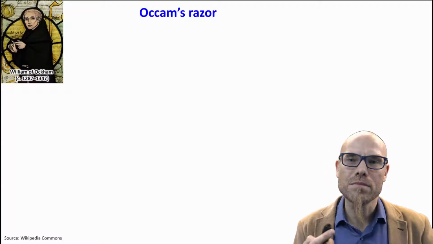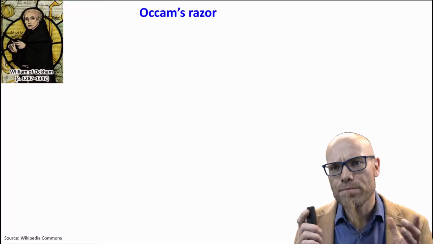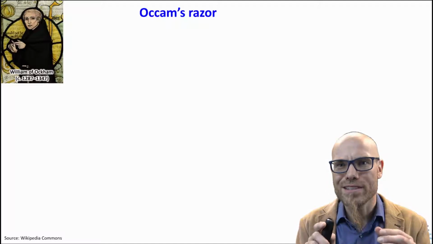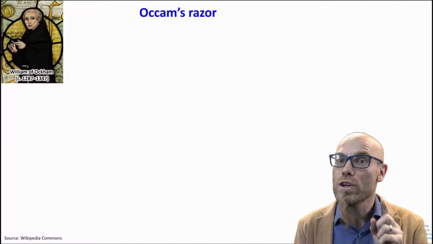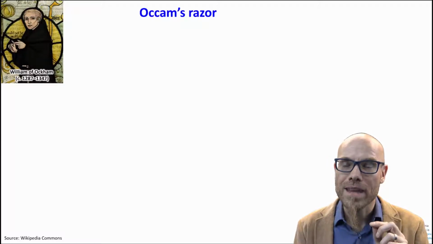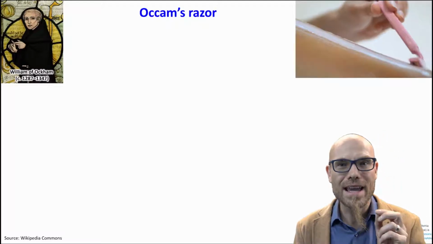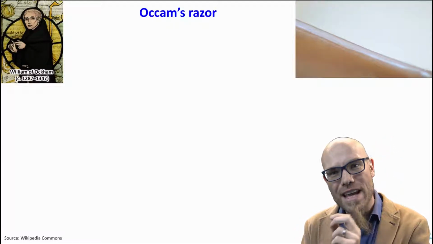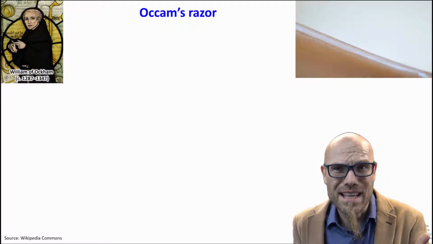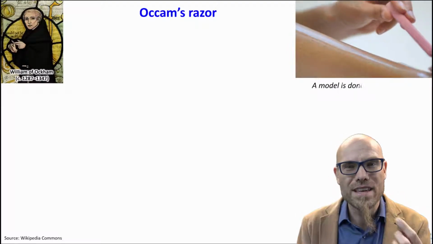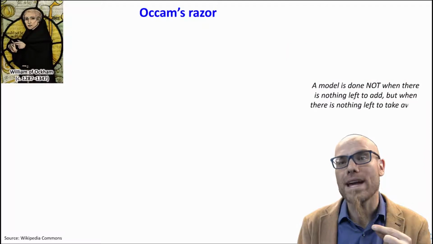Rissanen, for example, developed the minimum description length principle. If you're interested in that, look it up. But it's a principle as well. It's not a direct algorithm, but it's a very useful principle to find out which models might be useful. And being a razor, the idea is to shave away everything that you don't need. So you shave away and shave away, and to formulate it in some sense, a model is not done when there's nothing left to add, but when there's nothing left to take away.